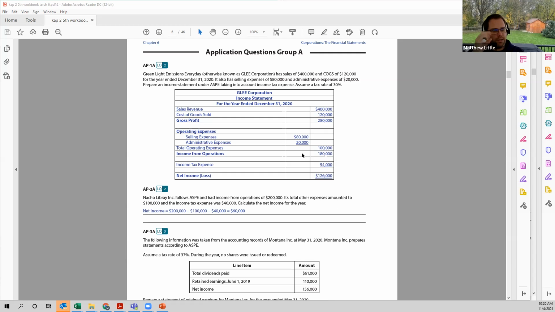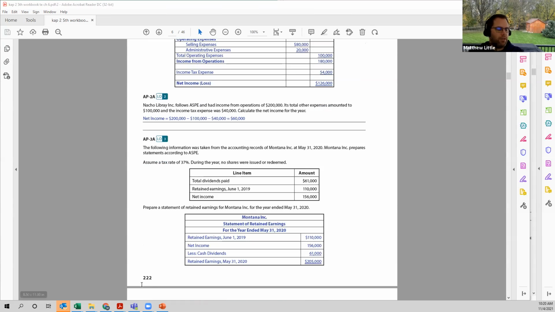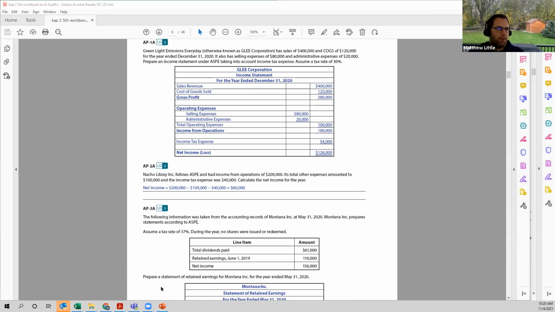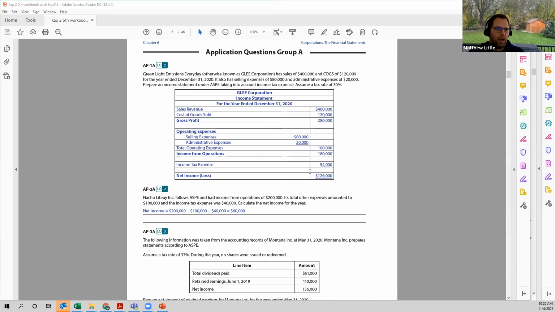On my screen, you should see question 1A. This is chapter 6 from the workbook. If you have the physical workbook, it's page 222 if you want to follow along. And what I'll do is I'll just walk you through how these solutions have come together, just to help provide some commentary, if that's helpful.